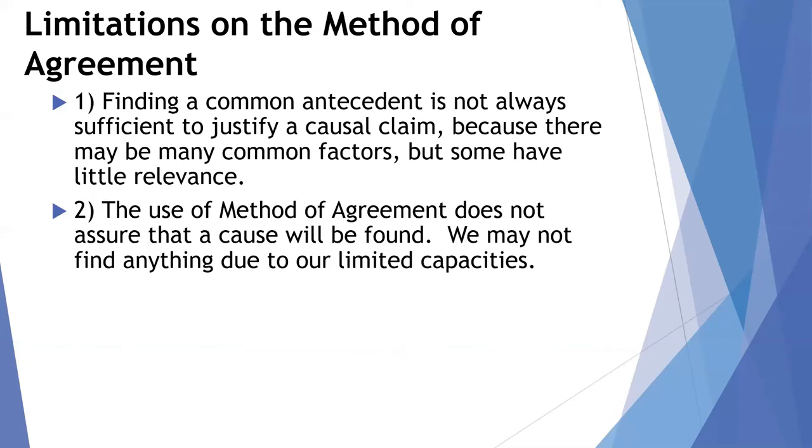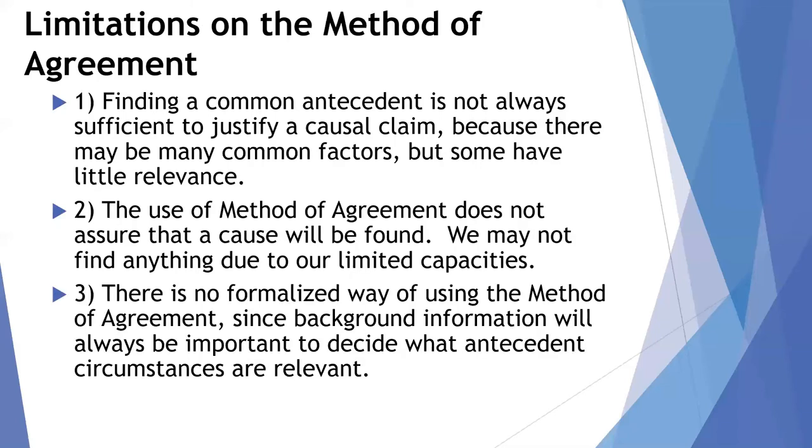The use of the method of agreement also does not assure that a cause will be found. It's just simply not the kind of method that can guarantee you're going to identify the cause. We have limited capacities, and we may not recognize certain things. And there's no formalized way of using the method of agreement. With the sample we looked at, we considered that structure that's going to be common to all methods of agreement, all arguments using this method.